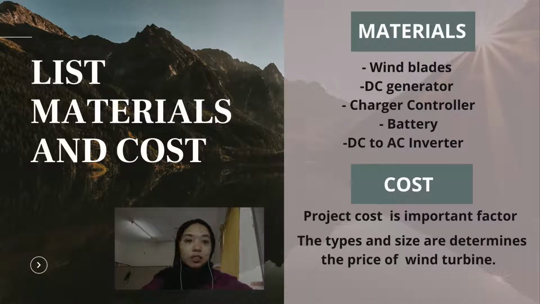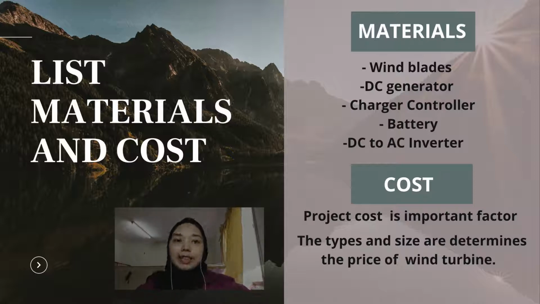List of materials and cost. For materials, we have five main items: wind blade, DC generator, charger controller, battery, and DC to AC inverter. The project cost is an important factor. The type and size determine the price of the wind turbine.